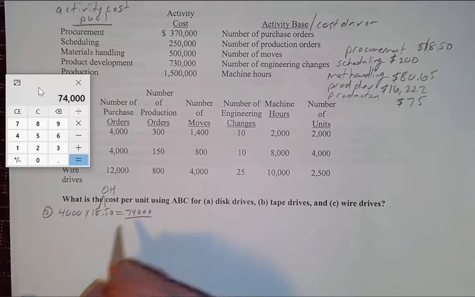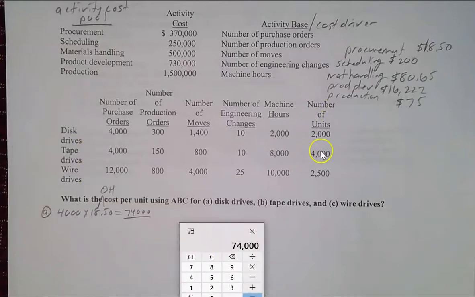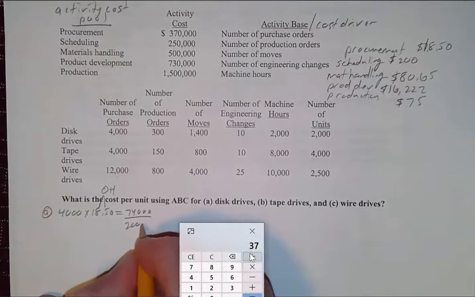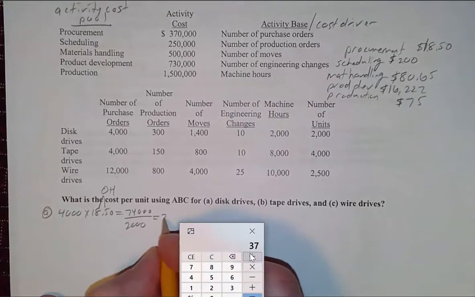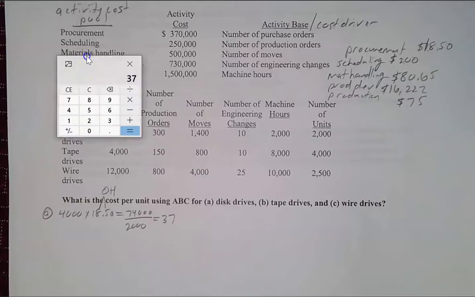All right, divided by the number of units, divided by 2,000 units, equals $37. So I'm going to put the 2,000 units here, equals 37. Okay. Now this is one of 5 parts of overhead. 37 is not our answer. It's just one of the ingredients to our answer. Okay.